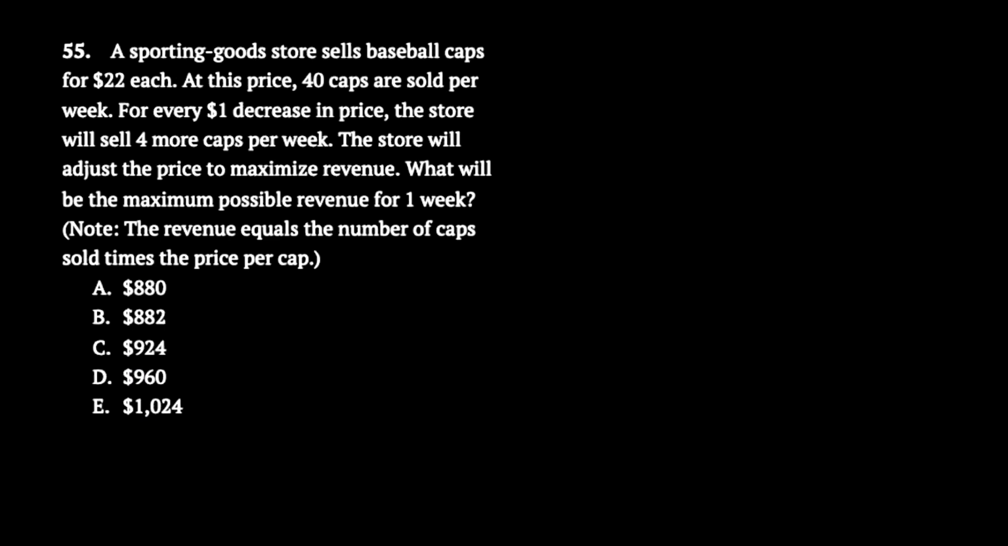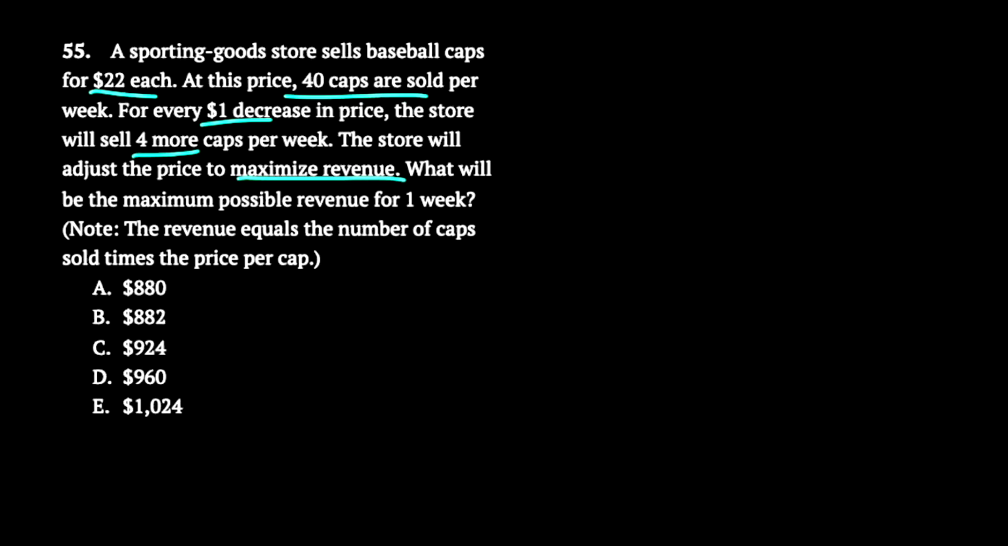Number 55 is another problem that has to do with sales. Here it says a sporting goods store sells baseball caps for $22 each. At this price, 40 caps are sold per week. For every $1 decrease in price, the store will sell 4 more caps per week. The store will adjust the price to maximize the revenue. Okay, we want the maximum revenue. What will be the maximum possible revenue for 1 week?